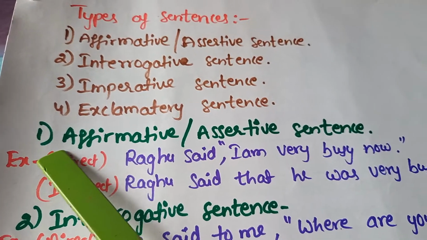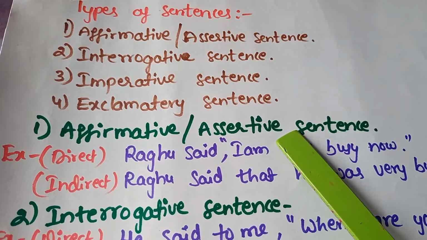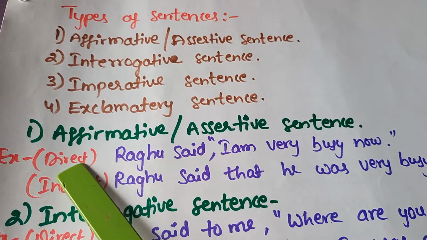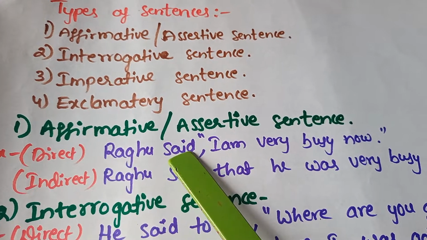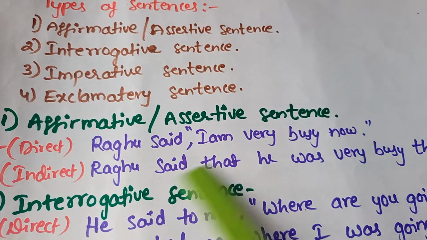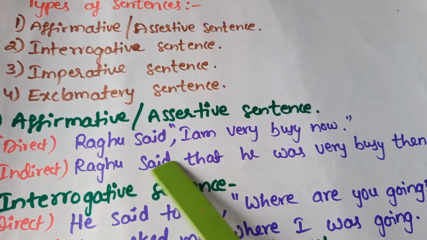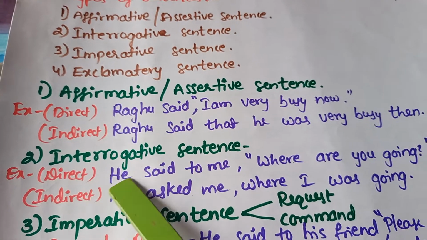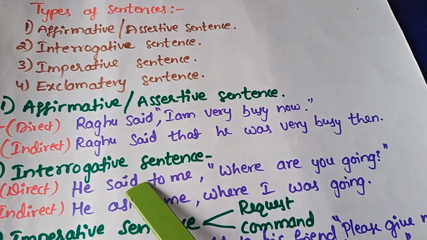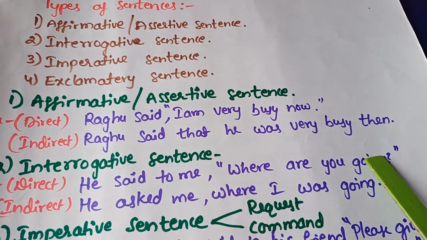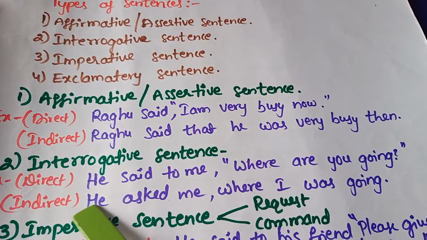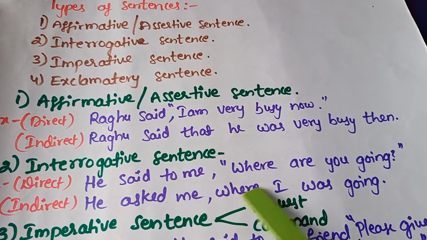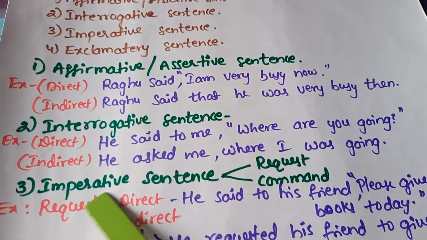First one, affirmative sentence or assertive sentence. Direct: Raghu said, "I am very busy now." In indirect speech, Raghu said that he was very busy then. Interrogative sentence: he said to me, "Where are you going?" In indirect speech, he asked me where I was going.